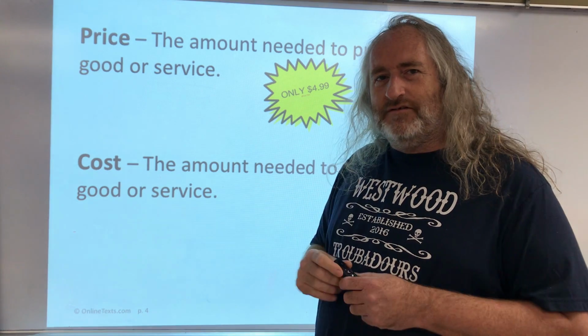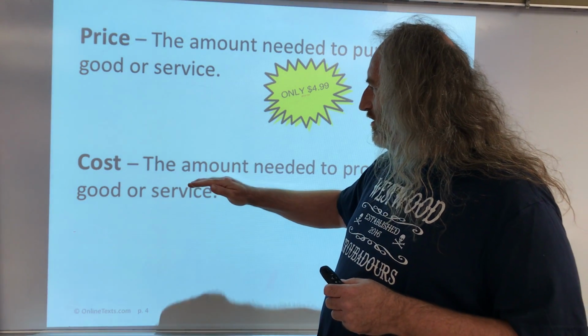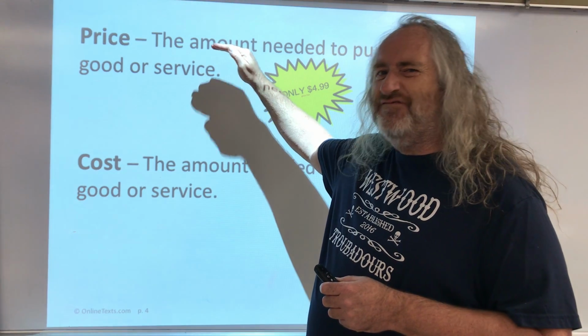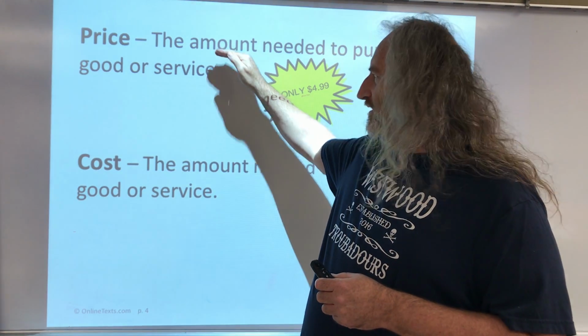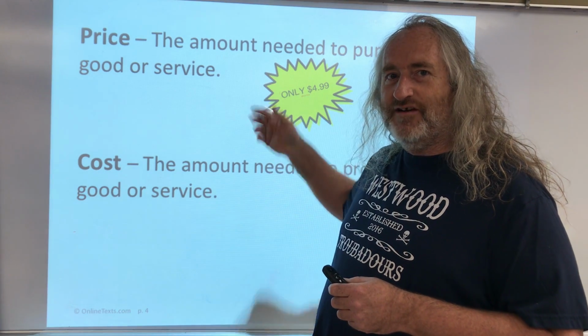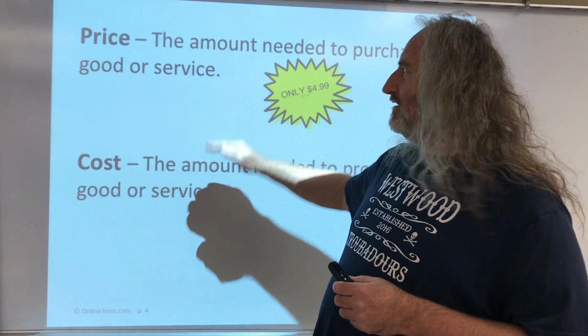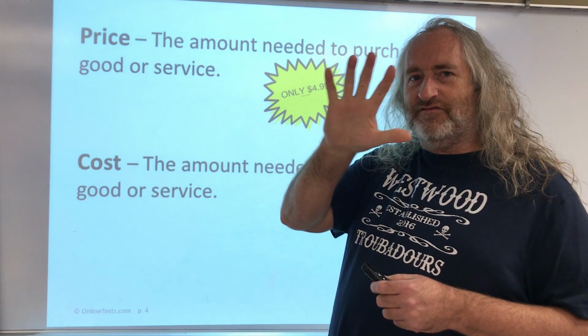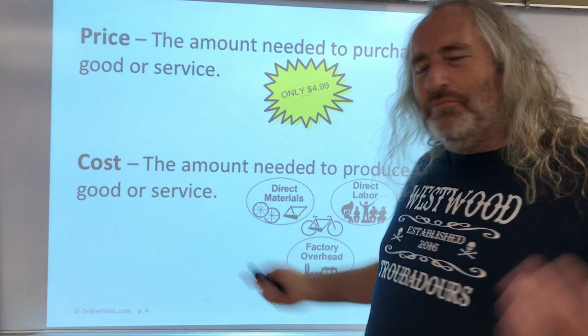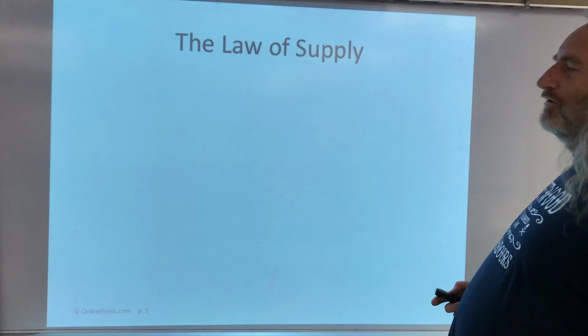That would be profit. So if it cost $10 to produce a good and the price of the good is $15, then there would be $5 difference there, and that would be the profit of you selling that good. It cost you 10 to make it, you sold it for 15, the difference is $5, which is what we'll call profit. Now that we know what supply and demand is, let's look at the law of supply.